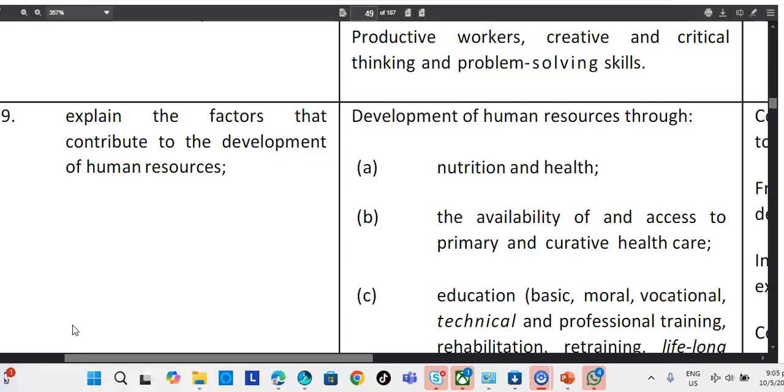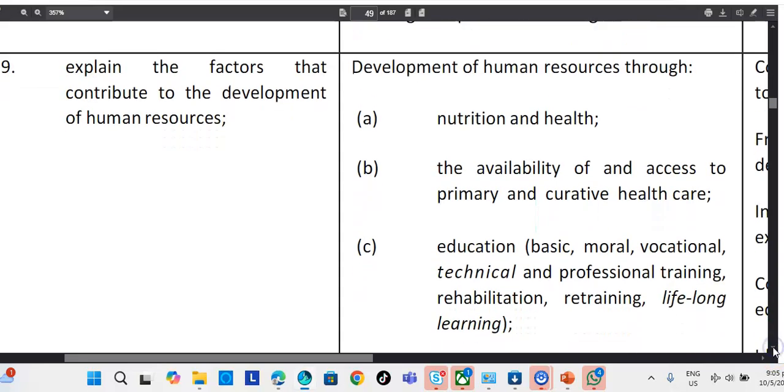So we see that many governments are emphasizing the need for proper nutrition, and they are talking about availability and access to proper health care, because we know that in order to have a functional productive society, we must have people who are healthy and productive. All right, so we're going down to the availability of and access to primary and curative health care as one of the factors that can be used to develop human resources.